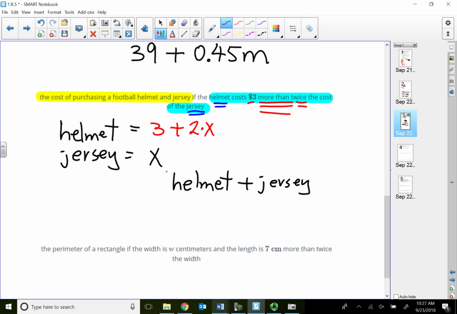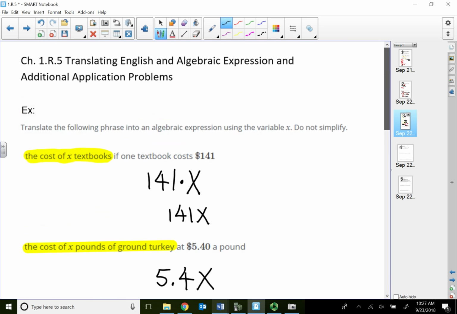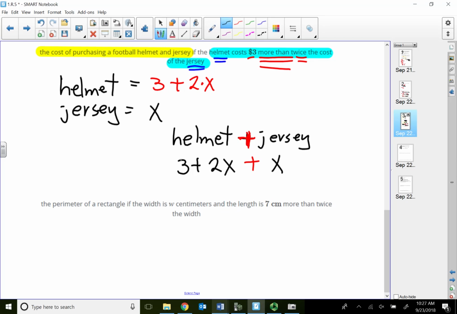All right, so we just translated jersey to be X. I'm going to put this plus sign in red to indicate that this red plus sign is the total cost between helmet and jersey. And what do I translate for the helmet? 3 plus what? 2X. There you go. You don't have to simplify, I don't think. So this right here represents the total cost of helmet plus the jersey. If the homework problem asks you to simplify, you can just combine like terms. That will give you 3X plus 3. Otherwise, you can just write them out like this.